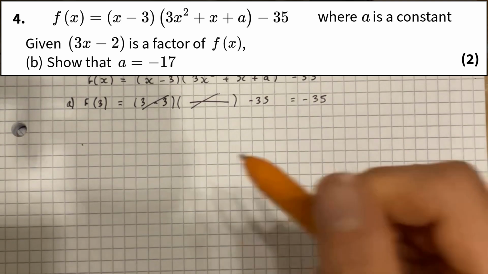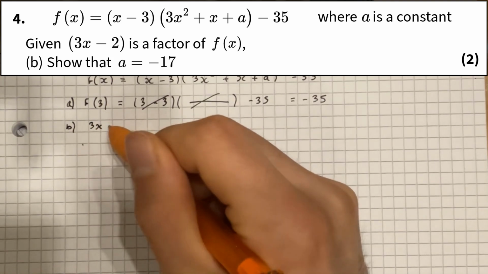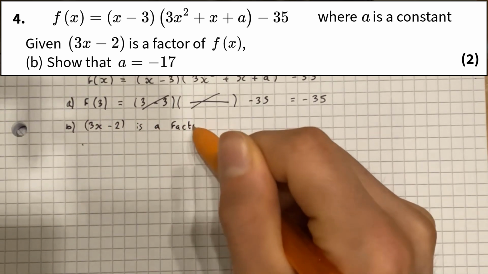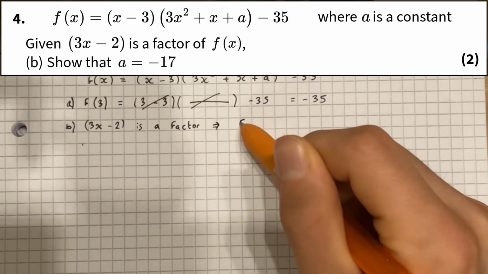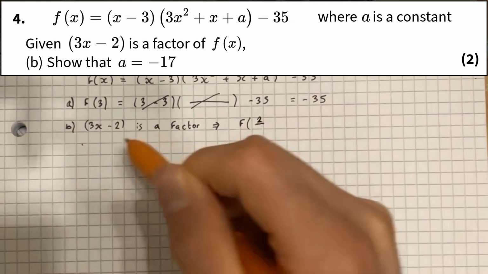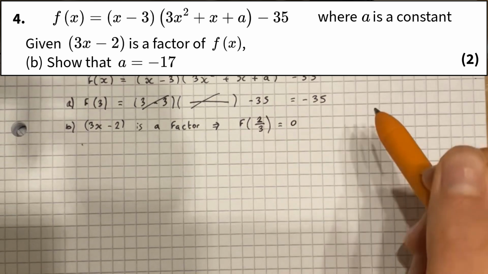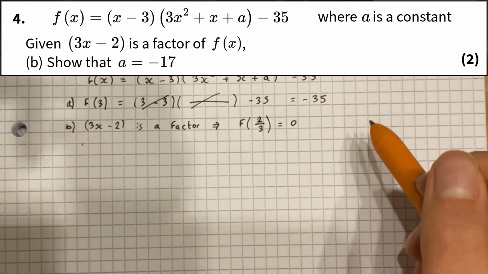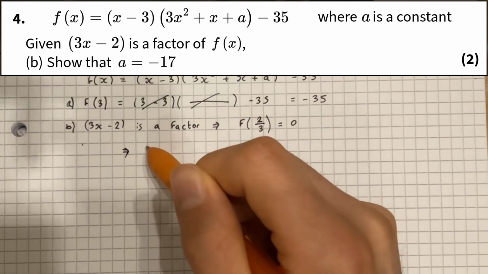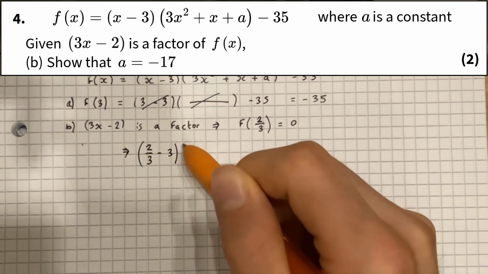For part B, we are given that 3x minus 2 is a factor, and we are asked to show that a is equal to minus 17. So if 3x minus 2 is a factor, that means that f of some value is equal to 0. And that value will be, well, we take the 2, the opposite of the minus 2, and we divide it by the coefficient of the x. So this means that f of 2/3 is equal to 0. And what we need to do with this, we essentially need to substitute in x is 2/3 everywhere in the equation f of x, set it equal to 0, and then solve, and that should give us the value of a.